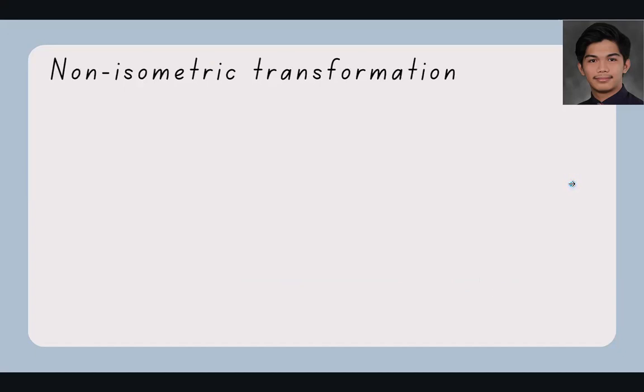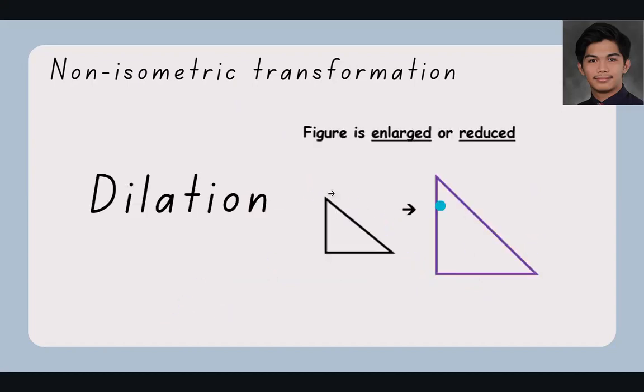There is also another type of transformation where the shape and size of a figure are distorted. This means that after transformation, the figure does not preserve its image, which I stated before: the shape, size, angles, and measurements. Here is an example of dilation, which is one of the basic transformations in this topic, where in dilation, the figure is either enlarged or reduced.